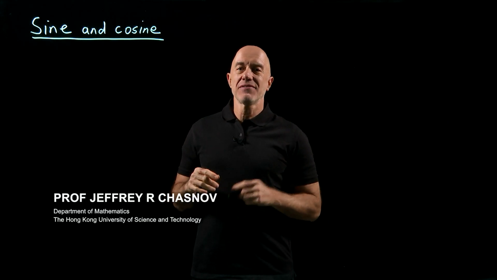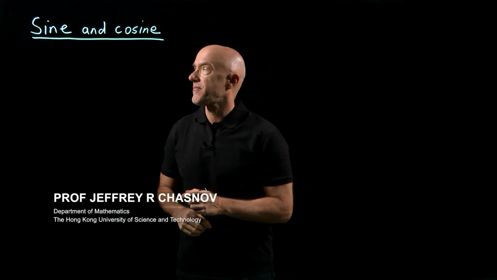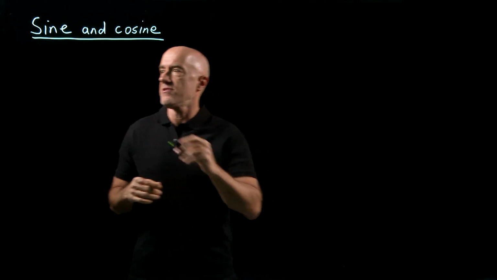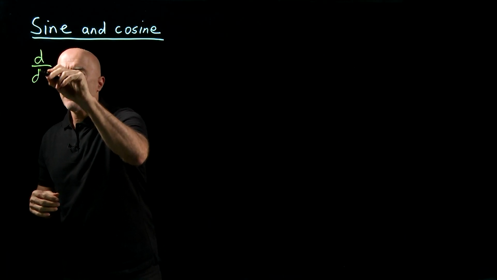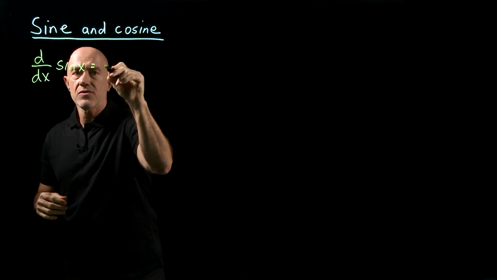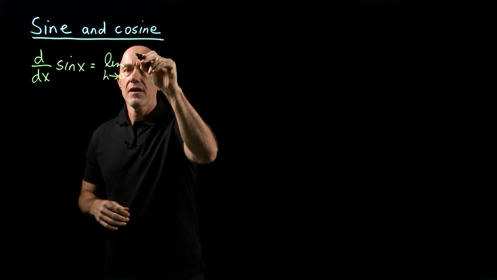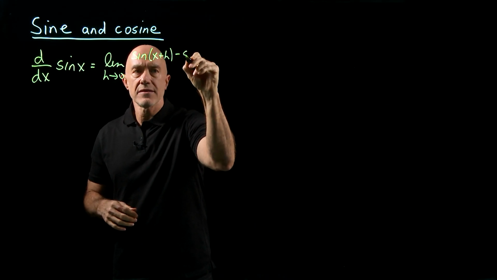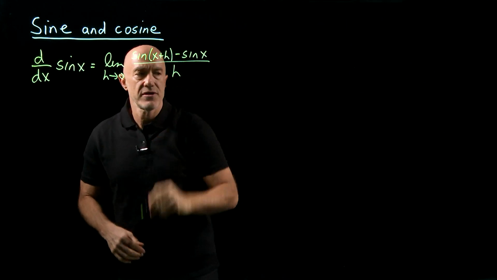Now let's learn how to differentiate the sine and the cosine functions. So we're going to go back to the definition of the derivative. So the derivative with respect to x of sine x is equal to the limit as h goes to 0 of sine of x plus h minus sine x divided by h.